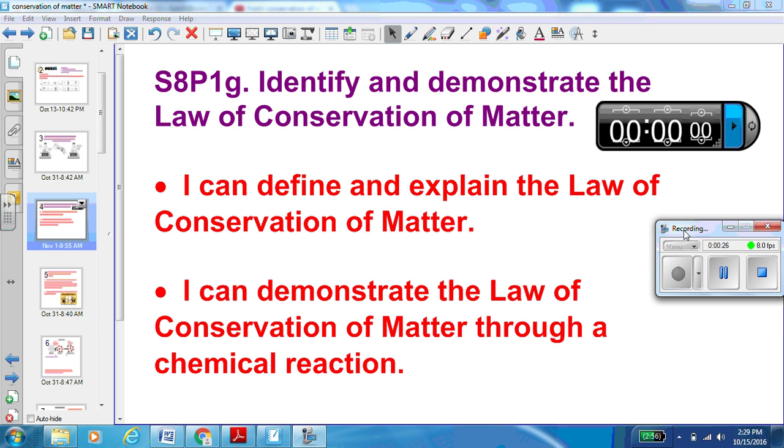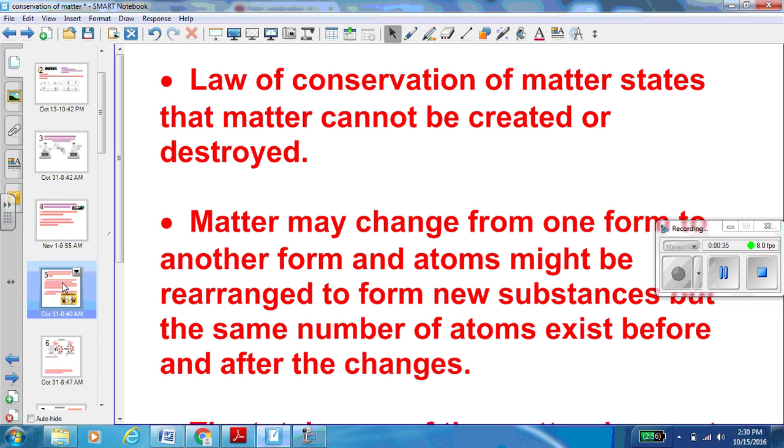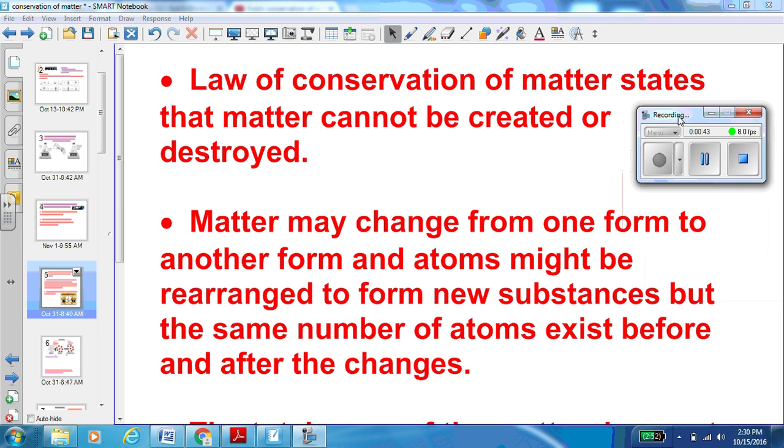Let us first get some background information on what the law of conservation of matter is. The law of conservation of matter states that matter cannot be created or destroyed. So when matter goes through different changes, which we learned in our previous lessons, the matter cannot be created or destroyed. Well, what does that mean?